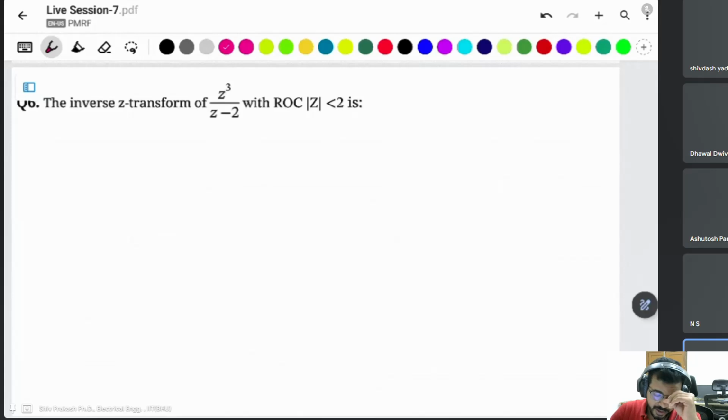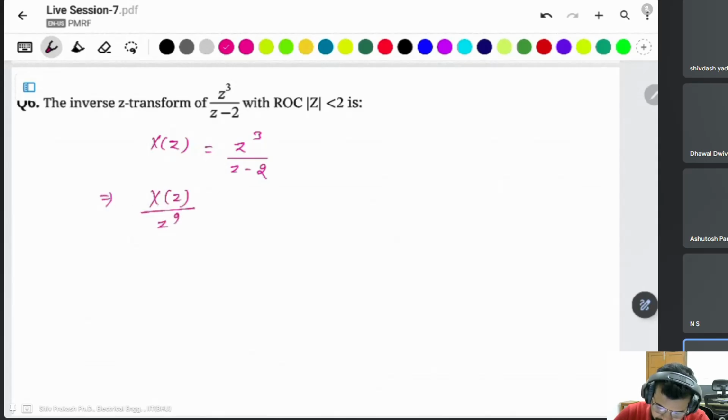Next question, find the inverse Z transform of Z cube divided by Z minus 2 if the ROC is less than 2. X of Z is given as Z to the power of 3 divided by Z minus 2. Take Z square common, then Z divided by Z minus 2. This will be written as Z by 1 minus 2 Z inverse.